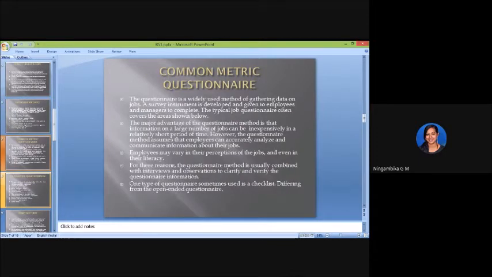The common metric questionnaire, as the title says, is a questionnaire. They try to gather the information with a set of questions. The questionnaire is a widely used method of gathering data on jobs. A survey instrument is developed and given to employees and managers to complete. So they will create a document with a set of questions to be surveyed, either given to a large number of employees or among the team members.